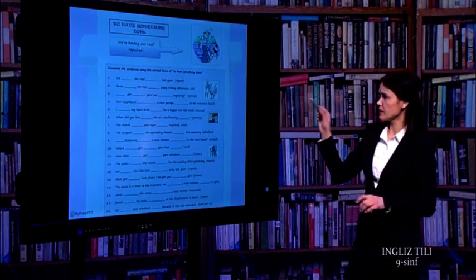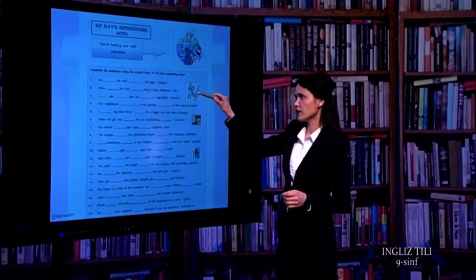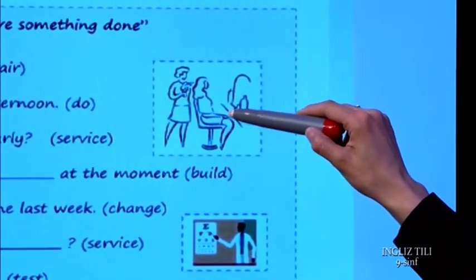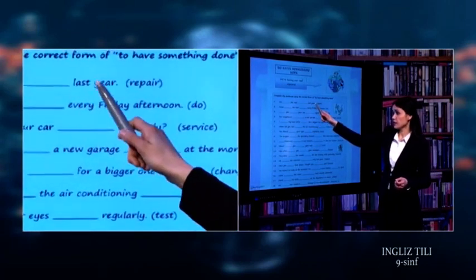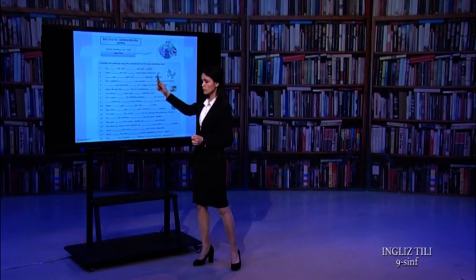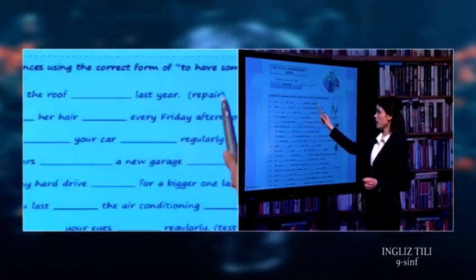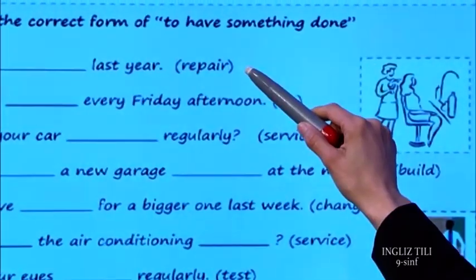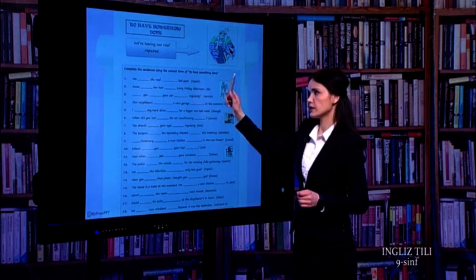Well, let's complete the sentence using correct form of to have something done. So she's not a hairdresser, but she is at the salon, beauty salon, and she is having her hair cut. Last year, this is the signal word of past form. That means you use past form of the verb have, which is had. We had the roof repair. Repair is a regular verb. So here you add the ending. So we had the roof repaired last year.